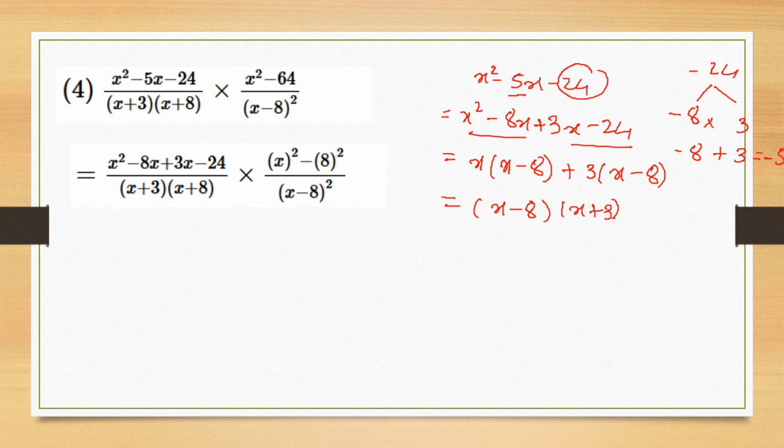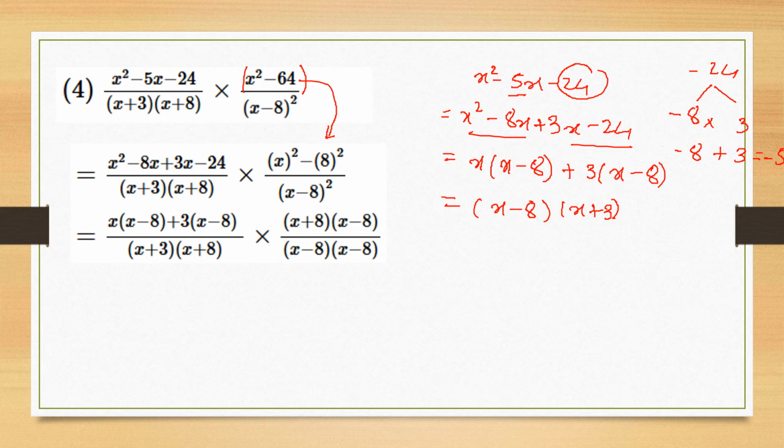Now this 64 is a square of 8. So in place of 64, we'll write it as 8 the whole bracket square. Now if you see here, the steps here are the same as whatever I have explained in this portion here. And here we will use the a squared minus b squared formula, and that becomes x plus 8, x minus 8. And in the denominator, we have x minus 8 the whole bracket square, so that we can write it twice, that is x minus 8 into x minus 8.